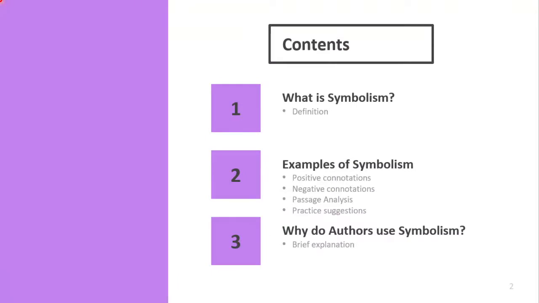At the start of the presentation, we're going to be defining what symbolism actually is, and then we'll give you some examples of symbolism, both positive and negative connotations. After that, we'll be going through a passage and analyzing it, showing you how you can apply it into your own reading. Like always, we'll be giving you practice suggestions so that you can go back and relearn it or learn it more thoroughly. Lastly, but certainly not the least, we'll be talking about why authors actually use symbolism in their work.